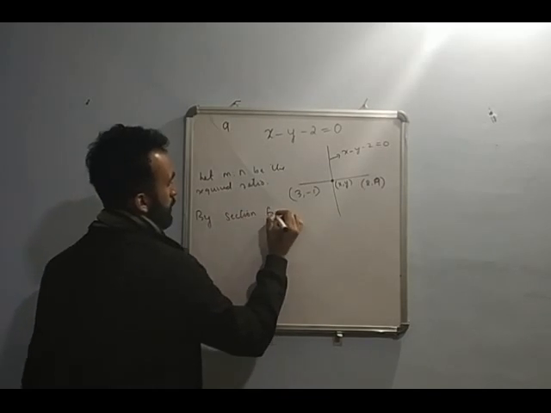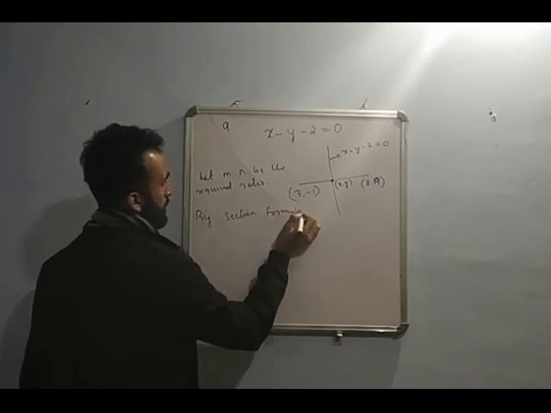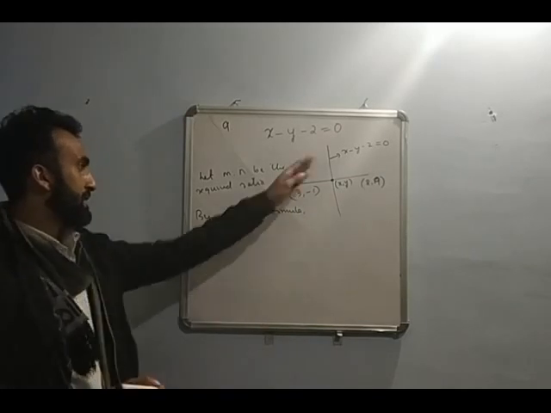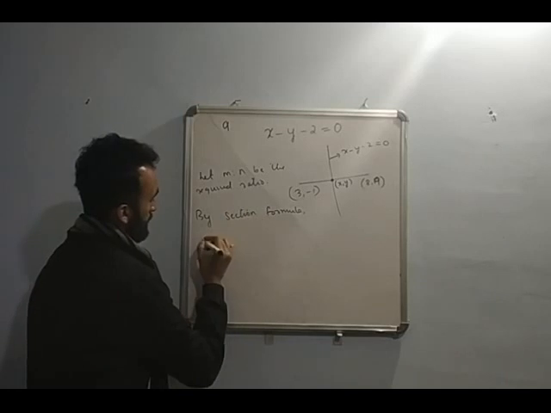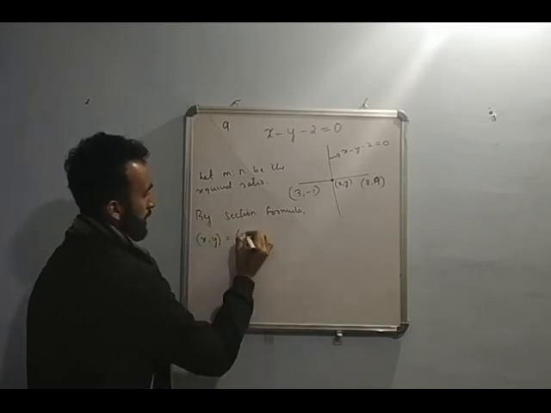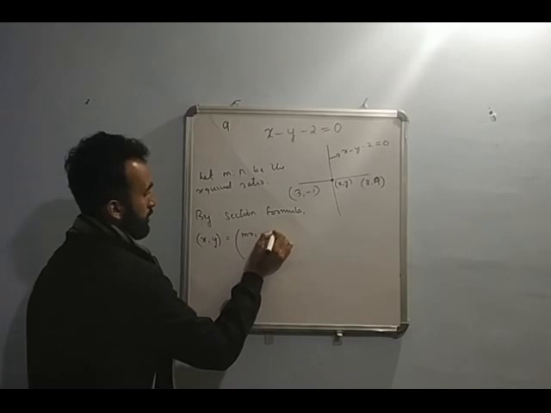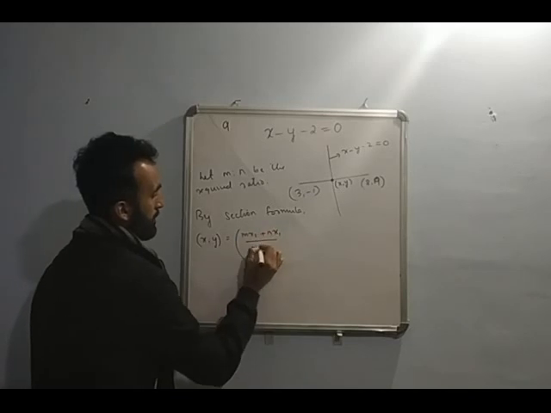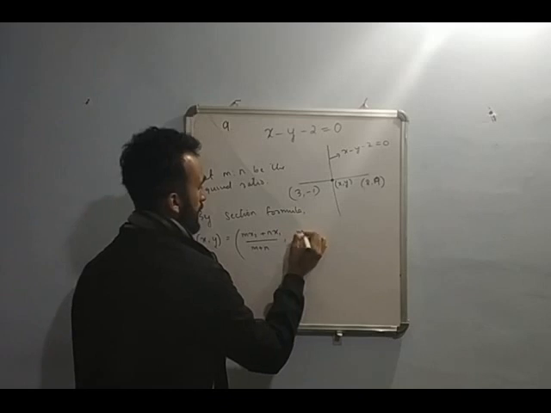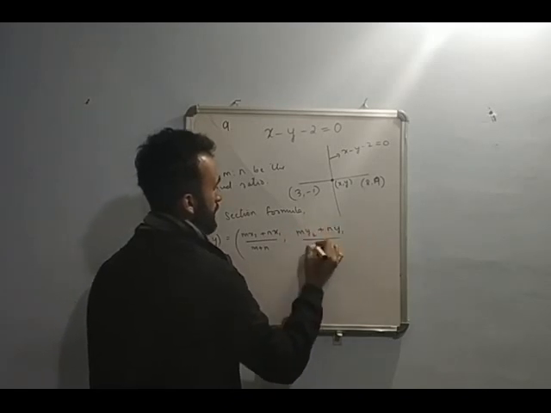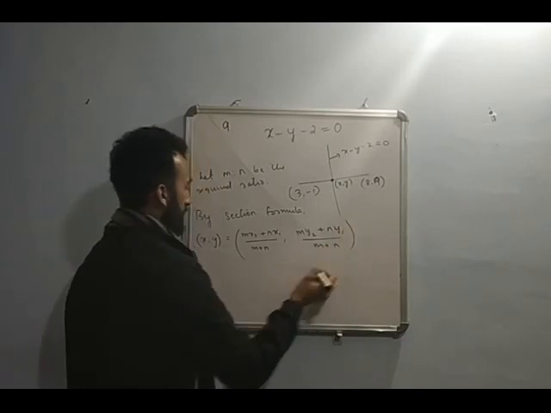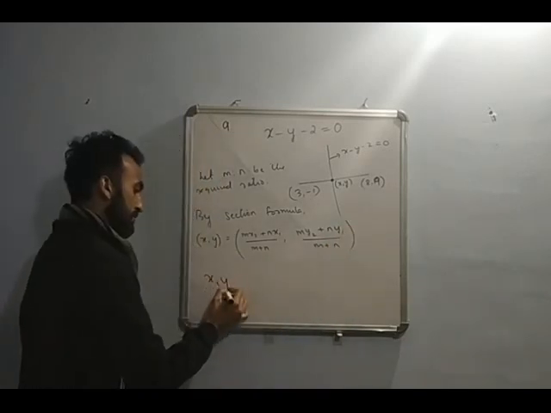By section formula, things are clear. Line is given, so like this. By section formula, x comma y is equal to mx2 plus nx1 divided by m plus n, comma my2 plus ny1 divided by m plus n. X and y are same only because it's not given anything.